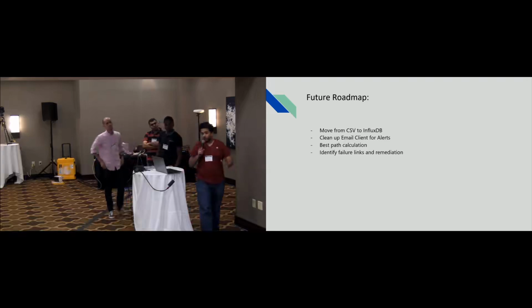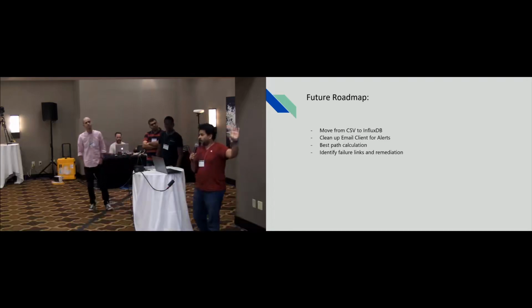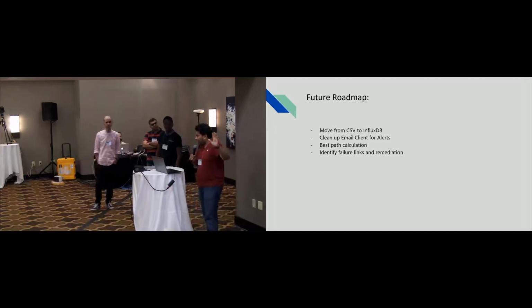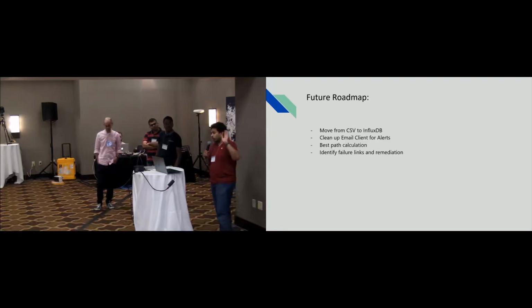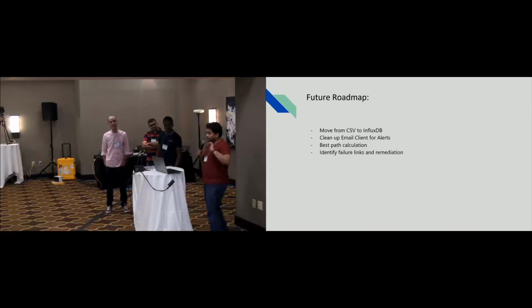For the future roadmap, we want to clean up, and instead of using CSV, use InfluxDB, have a very basic email client, and make it as close to real time as possible, both visualization as well as alerts when it comes to alerting. And best path calculation, we want to implement that, and identifying failure links and writing remediation scripts if there's a failure to go back and fix it via config change or just by alerting.